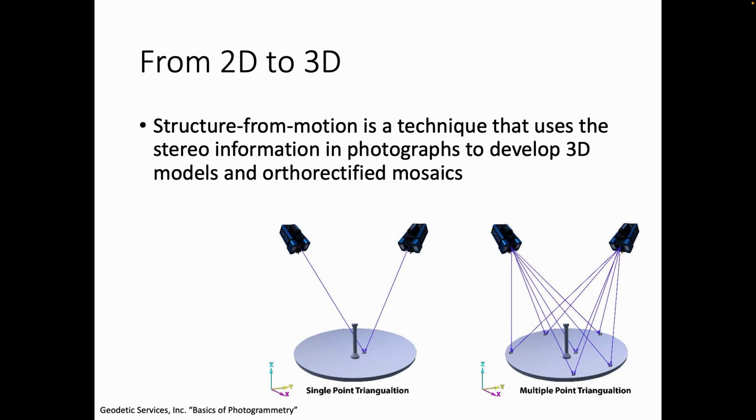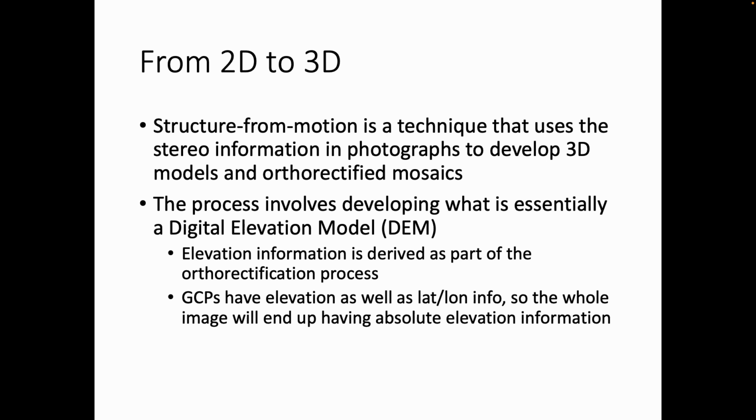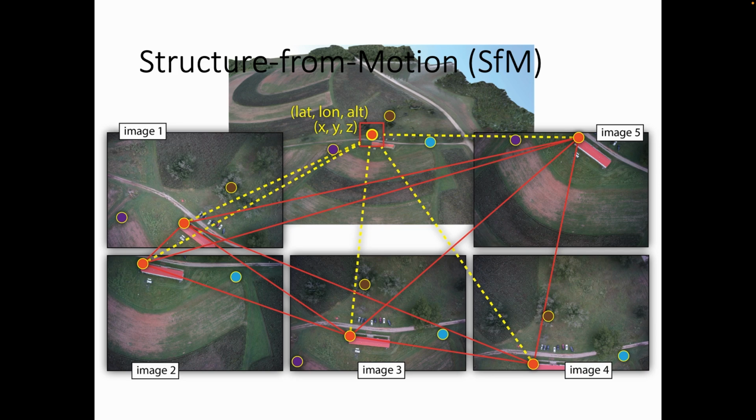So structure from motion is basically a technique that's used to take 2D photographs with 2D information on them and develop 3D models and orthorectified mosaics. In other words, get true 3D information and get information that can be used for making actual measurements. So we're going to take 2D photographs and we're going to extract basically full 3D information.